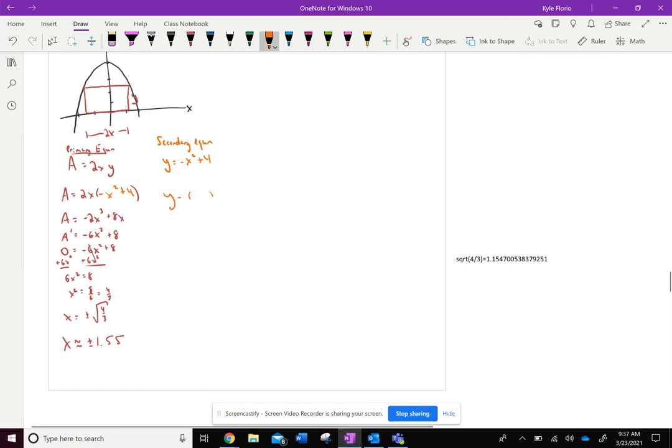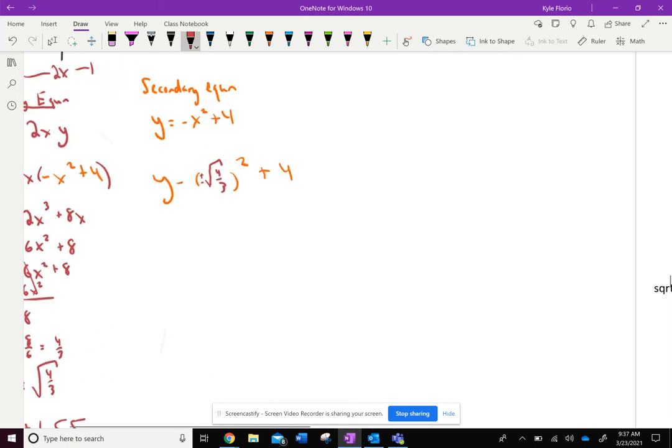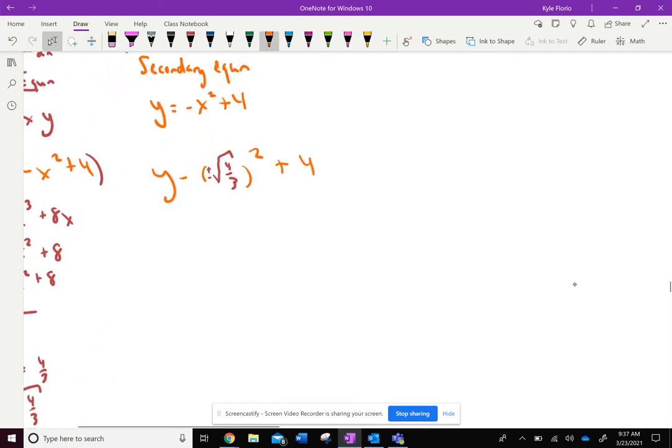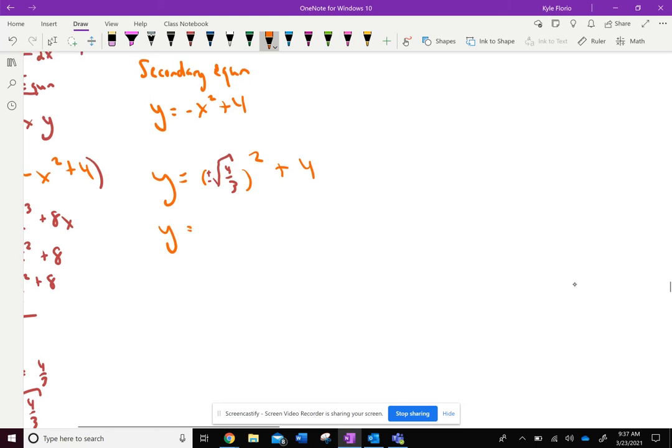y equals negative x squared plus 4. Because I'm squaring the input, I'm just going to put the square root of 4 over 3 in here. You could say plus or minus because it's really not going to matter. We're only going to get one value here. So when you square either positive root 4 over 3 or negative root 4 over 3, you get a positive 4 over 3, plus 4, that's 1.3333 plus 4. It's going to be 4.33333, I think.